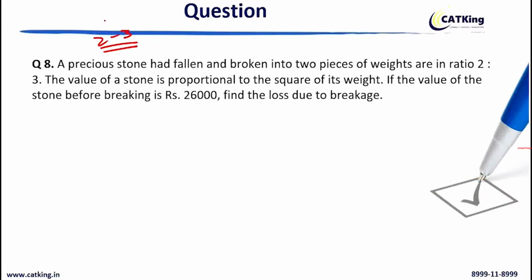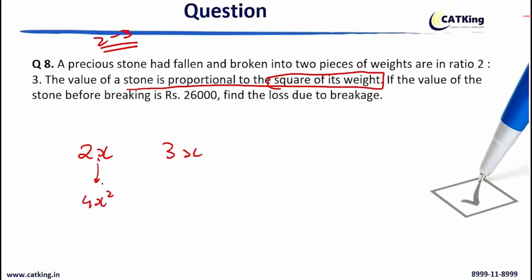Okay, I hope you have solved this question. Let's have a look. Weights are in the ratio what? A precious stone had fallen and the weights broke in the ratio 2:3. So 2x and 3x, correct? The value of stone is proportional to the square of its weight. So if weight is 2x, what is square of its weight? 4x square. If weight is 3x, what's square of its weight? 9x square. Correct? And what is the total weight? 5x.